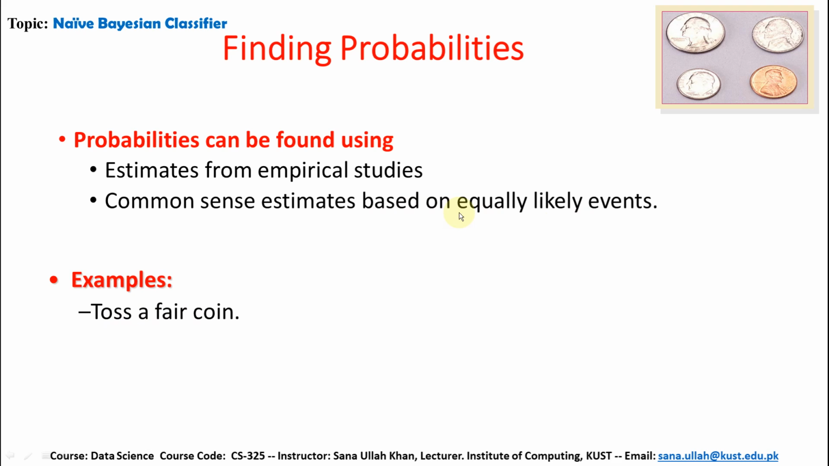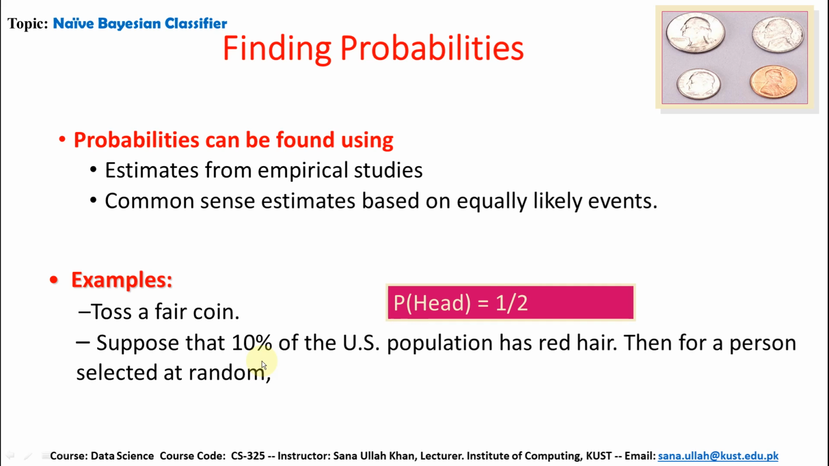Example, toss a fair coin. Then how can we find the probabilities? The probability of head in this coin is 1 over 2, because if we toss a coin, there are two options. It may be tail or head. So the probability of tail is also 1 over 2. Suppose that 10% of the US population has red hair. Then for a person selected at random, what is the probability of red hair? 10% means 0.10.